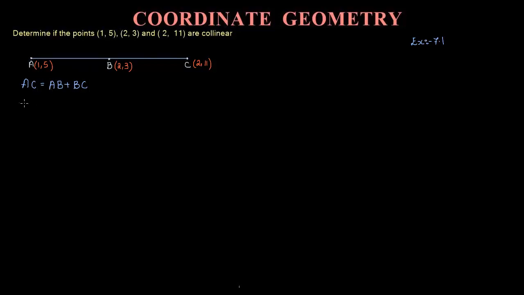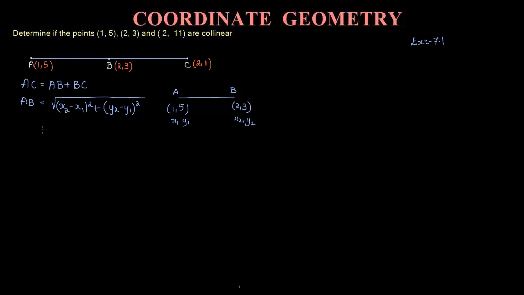So first let us find out AB. Let us write the distance formula: square root of x2 minus x1 the whole square plus y2 minus y1 the whole square, and this is for the line AB that I have just written here. So what are the coordinates for A? 1, 5. What is the coordinate for B? It is 2, 3, right? So this is x1, y1, this is x2, y2, right? So let us substitute it here.